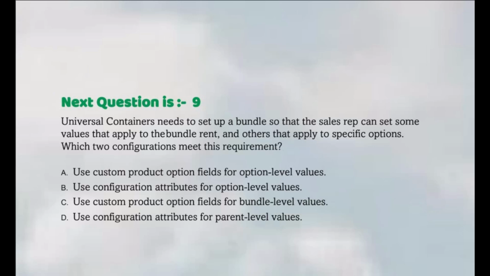Option A, use custom product option fields for option level values. Option B, use configuration attributes for option level values. Option C, use custom product option fields for bundle level values. Option D, use configuration attributes for parent level values. Correct answer is option A and option D.